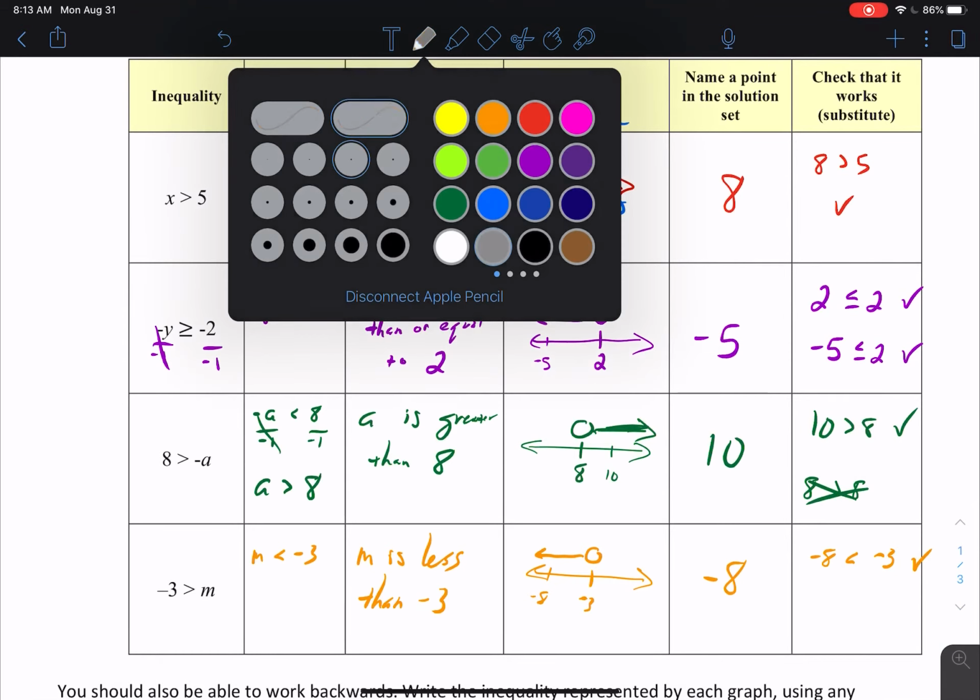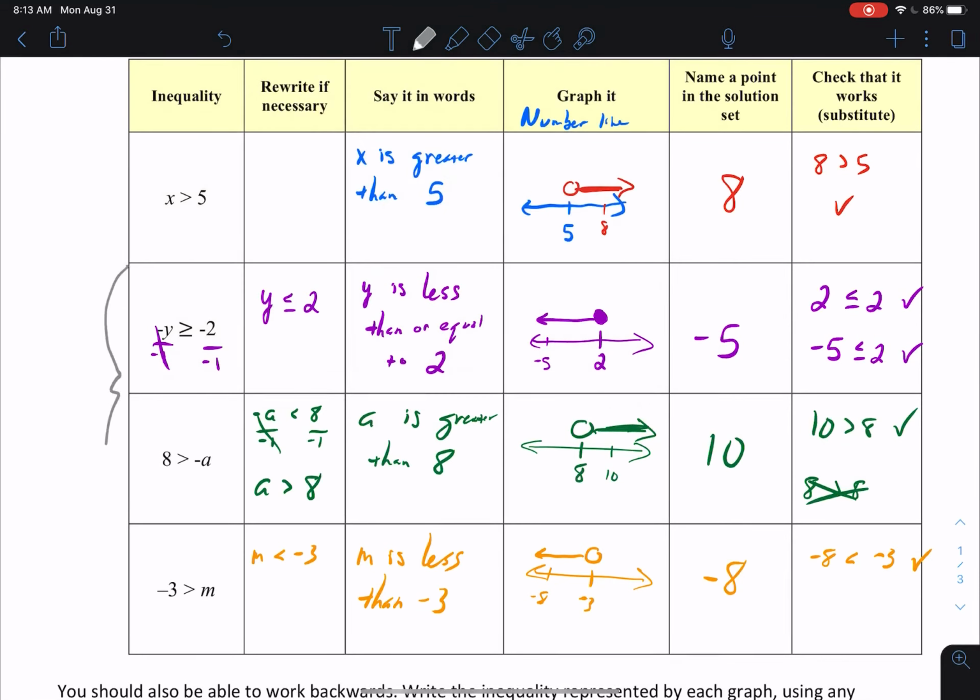So that is an introduction. I will highlight this key point right here for these two problems. When you multiply or divide by a negative, flip the inequality. That's super key, and it's going to be an easy mistake to make, just not flipping that inequality. But when you multiply or divide by a negative, flip the inequality.